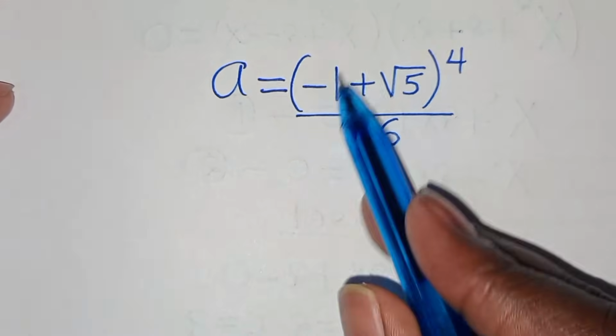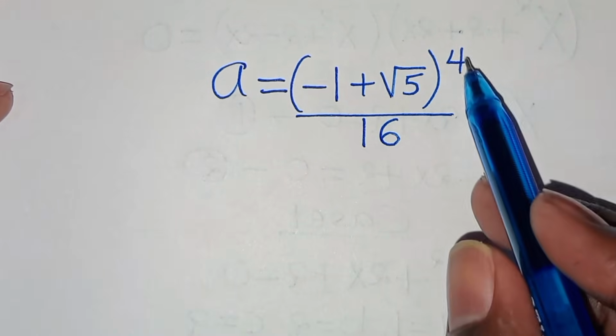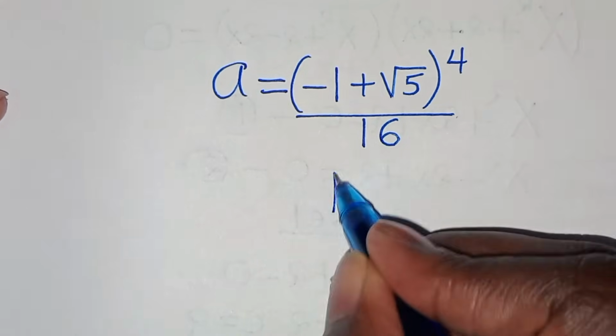Now we have minus 1 plus square root of 5 to the power of 4. Now let's apply Pascal's triangle.